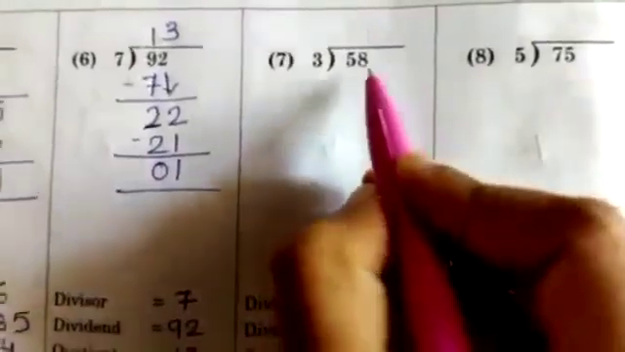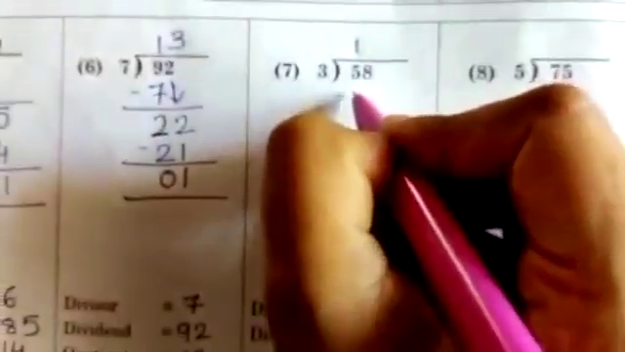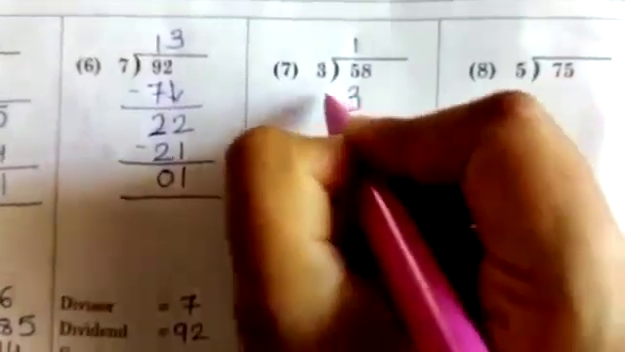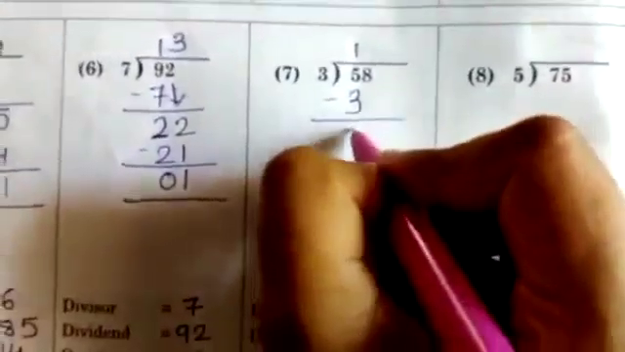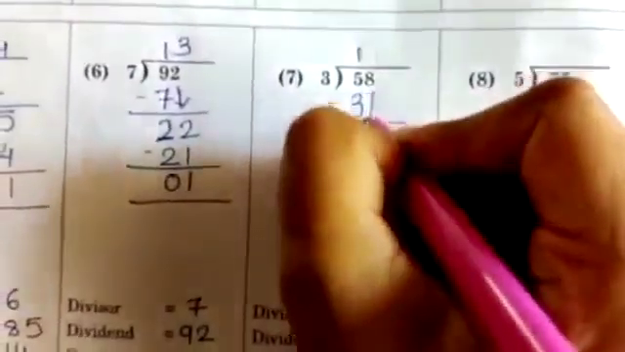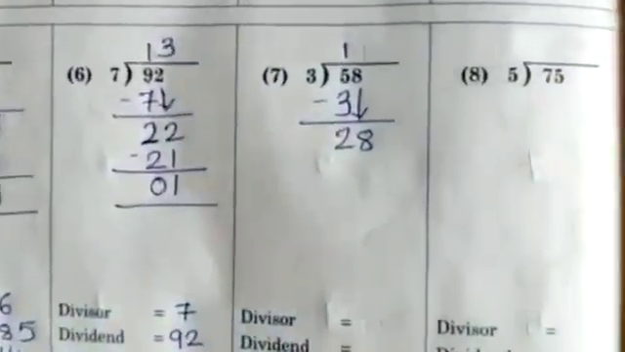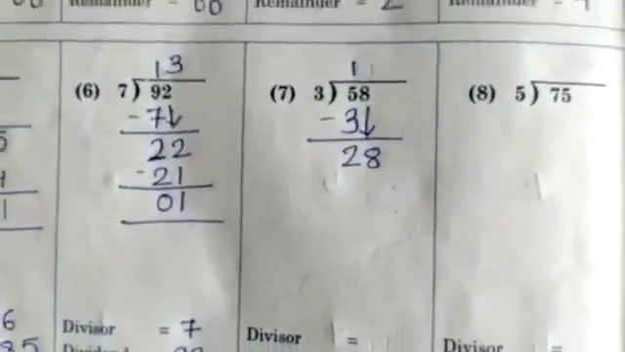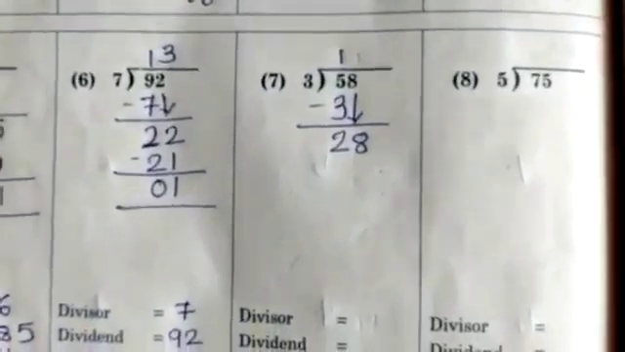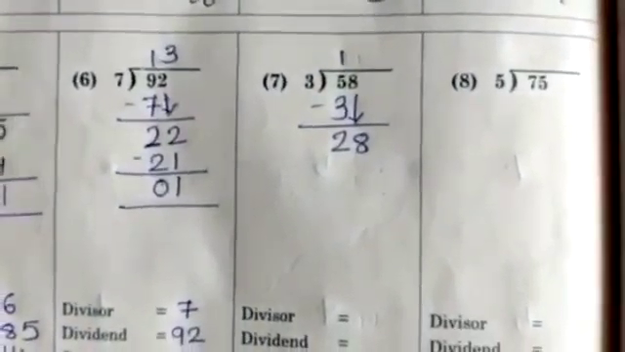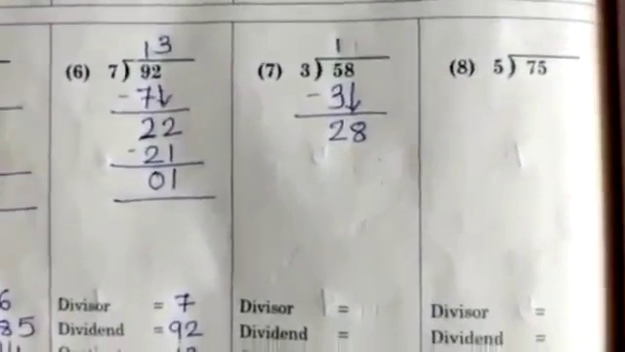Seventh one, it is 58 divided by 3. Let us take 3 ones are 3. 5 minus 3 it is 2. 8 will come down. Is 28 coming in 3's table? No, but we have to find out the number which is coming in 3's table and which is less than 28. So you have to say the 3's table.